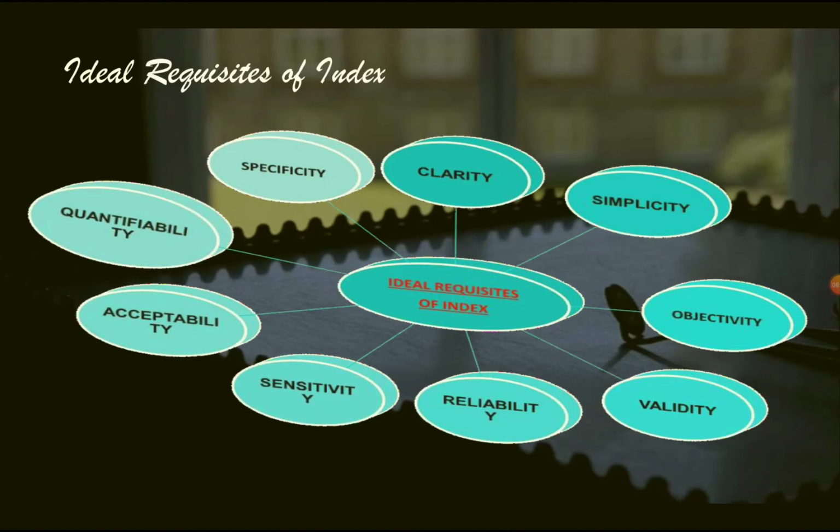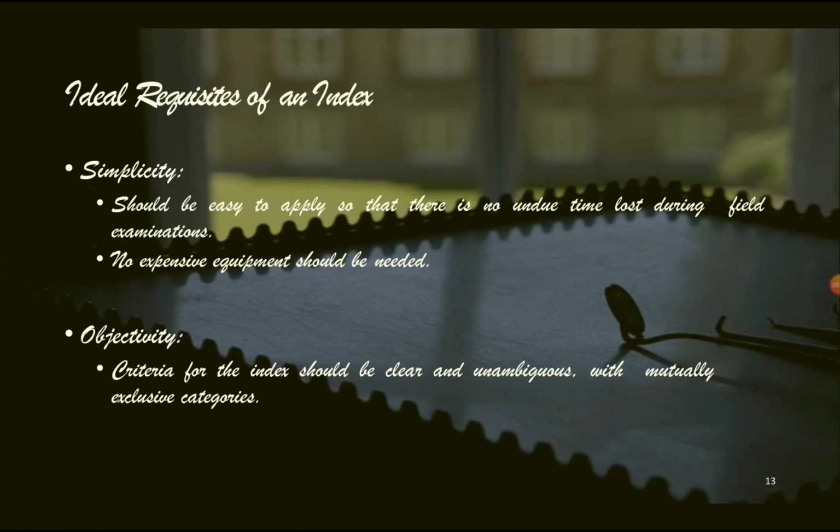Coming to the ideal requisites of an index. This is a very important question where you can expect a 4 marks question. Clarity, simplicity, objectivity, validity, reliability, sensitivity, acceptability, quantifiability and specificity. An ideal index should possess the following requisites: clarity, simplicity and objectivity.